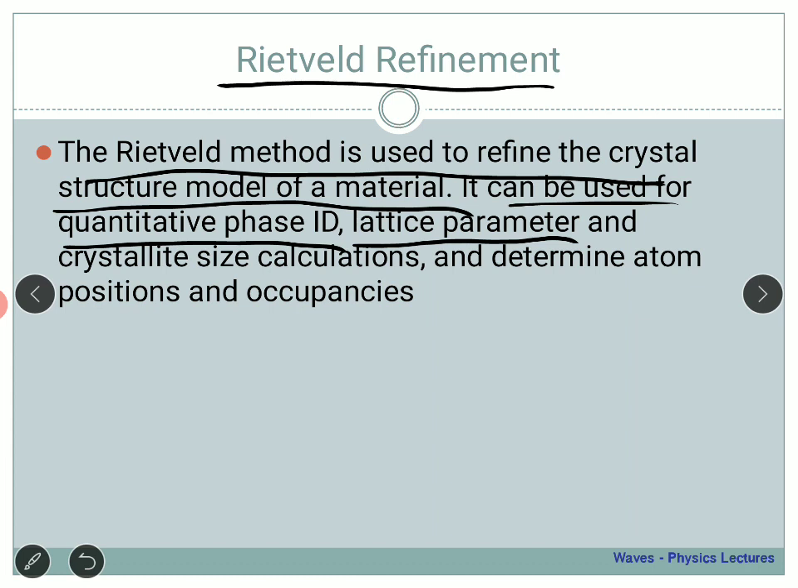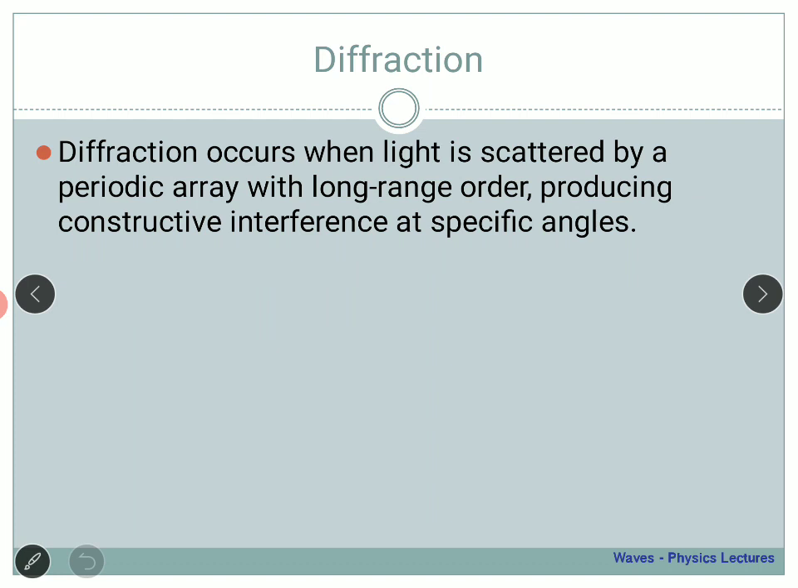Okay, the crystallite size calculation can be done, and you can also determine the atomic position and occupancy. So sometimes it becomes difficult, without advanced characterization, to determine the position of the atom. But if you use the Rietveld refinement method, you can also find out the position of the atom by comparing it with the experimental data. Okay, but we're going to go into these things later, much later.